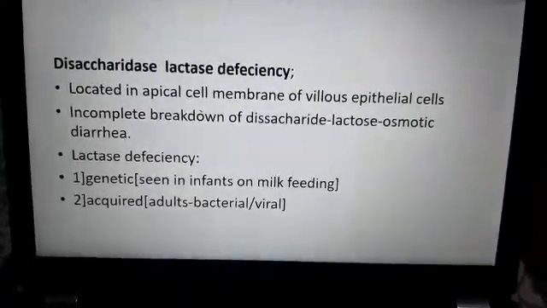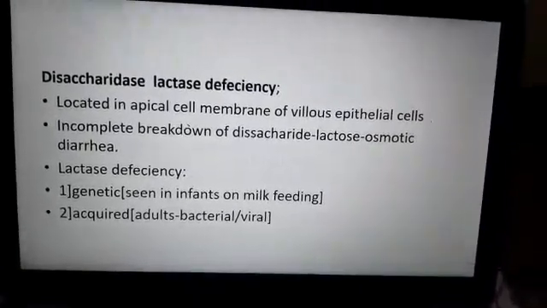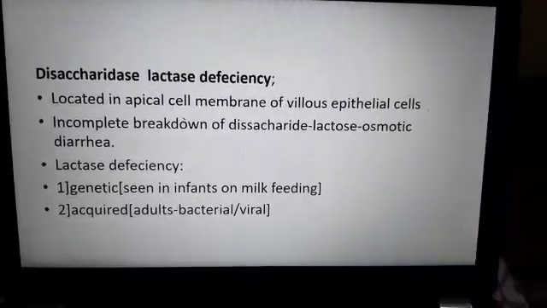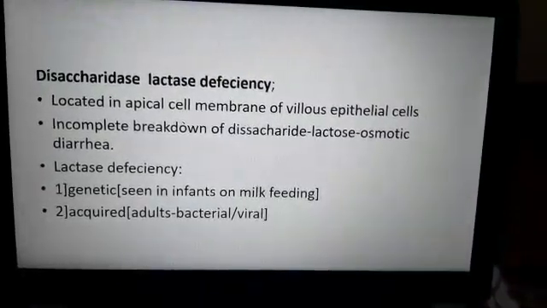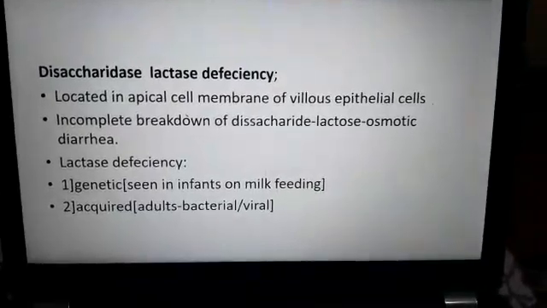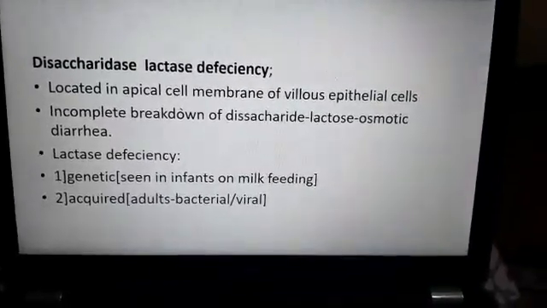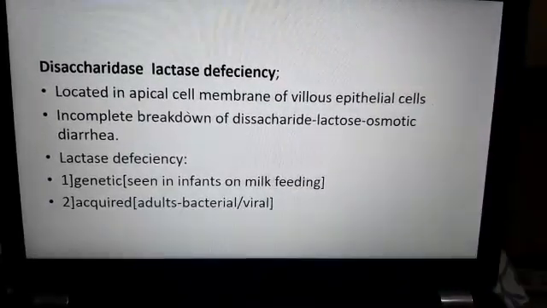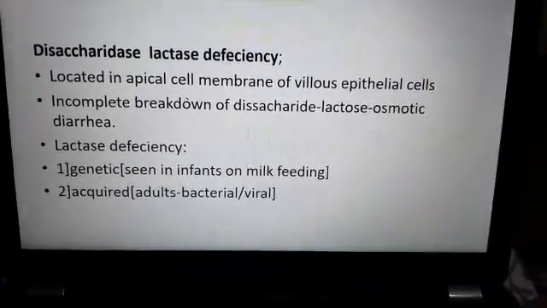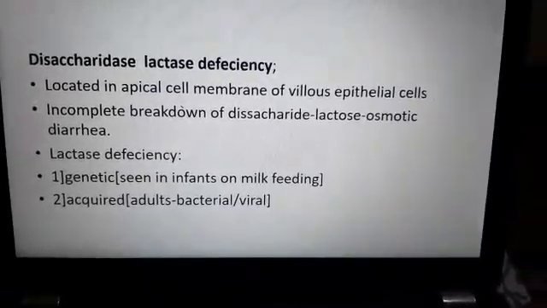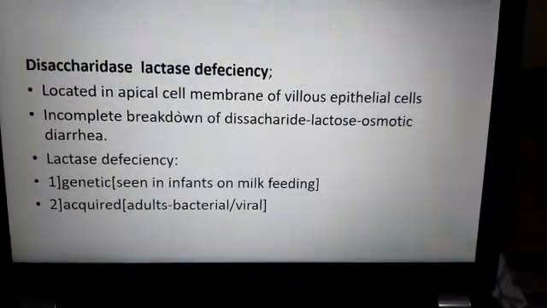The next is the disaccharidase lactase deficiency. This enzyme is located in the apical cell membrane of the villous epithelial cells. It will cause the breakdown of lactose. So because of this enzyme deficiency, there will be incomplete breakdown of disaccharide lactose, and that will lead to osmotic diarrhea. So this lactase deficiency can be genetic, seen in infants on milk feeding, or acquired, seen in adults due to bacterial or viral infections.